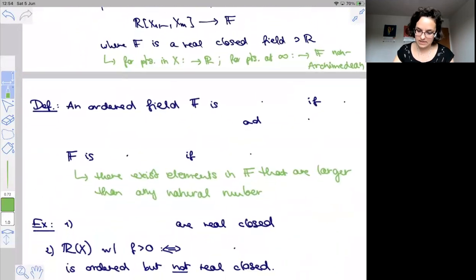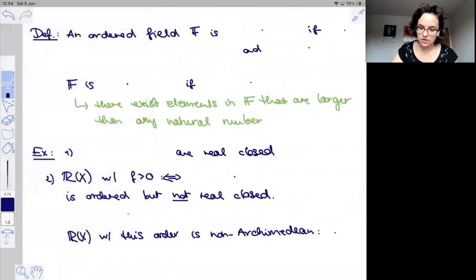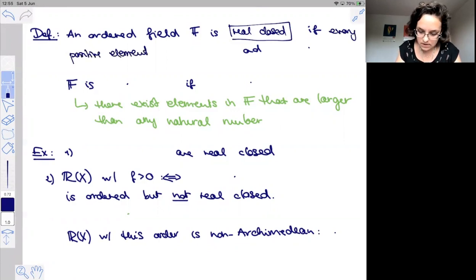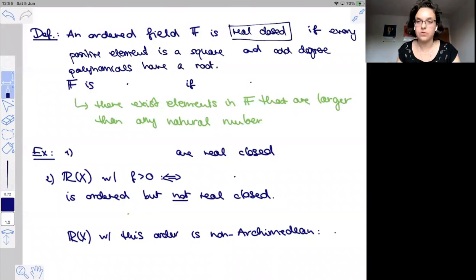So let's see what is a real closed field. An ordered field F is real closed if every positive element is a square. Okay, that's the first condition. And odd degree polynomials have a root. So this should really strongly remind you of the reals. So the reals are an example of a real closed field.